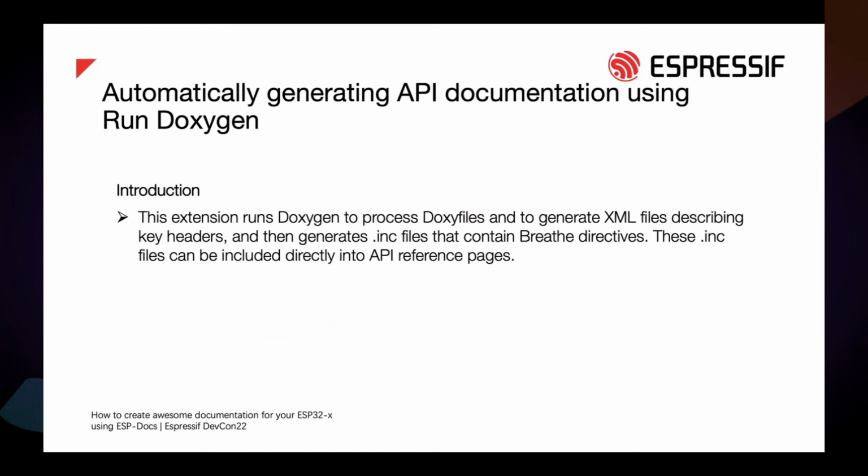Now let's take a look at the second block or second outstanding feature of ESP Docs, which is automatically generating API documentation using Run Doxygen. So this Run Doxygen extension runs Doxygen to process Doxyfiles and to generate XML files describing key headers, and then generate inc files that contain brief directives. These inc files can be included directly into API reference pages. So the Doxyfiles here contain a list of all header files we need to generate the API reference for.